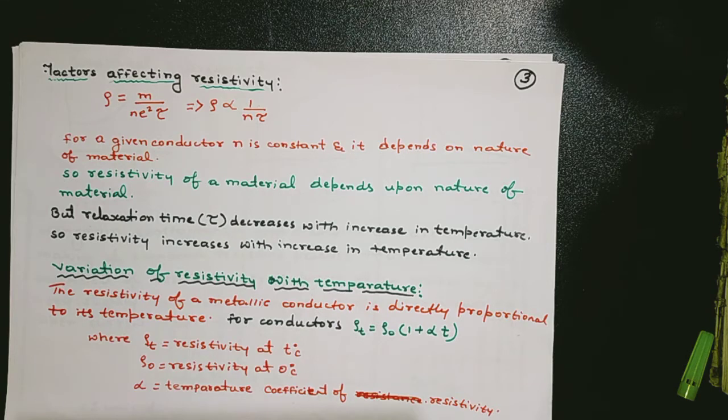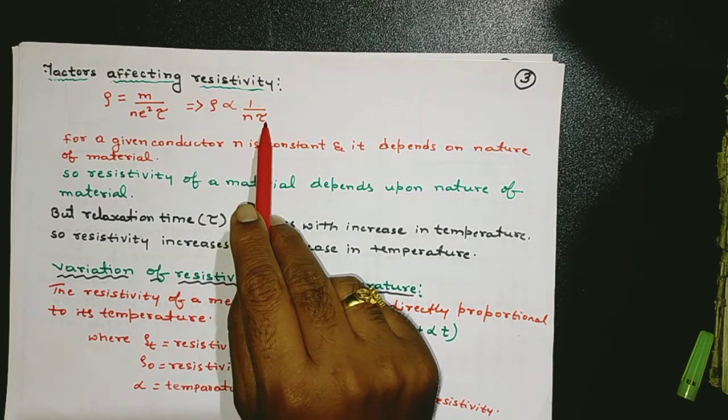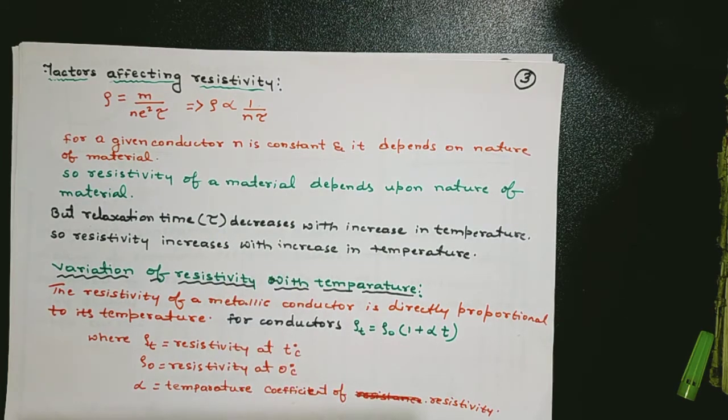How about relaxation time? With increase in temperature, of course, the relaxation time decreases. That means with increase in temperature, as relaxation time decreases, resistivity increases. So you can say resistivity also depends upon temperature of the material. So resistivity of a material depends upon the nature of the material and temperature of the material.